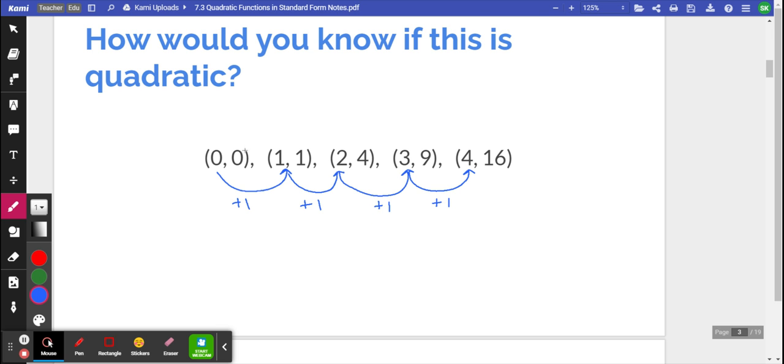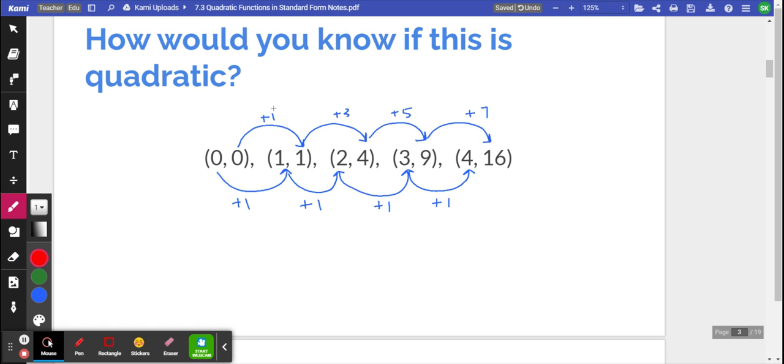And then if I look at the change in y values, here's what I noticed. Plus 1, then it's plus 3, then we have plus 5, then plus 7. It's not going up at a constant rate, which makes sense because if all of these numbers were going up at a constant rate, we would have a linear relationship and not a quadratic one. But I do see that there is some kind of a pattern right there with our differences.